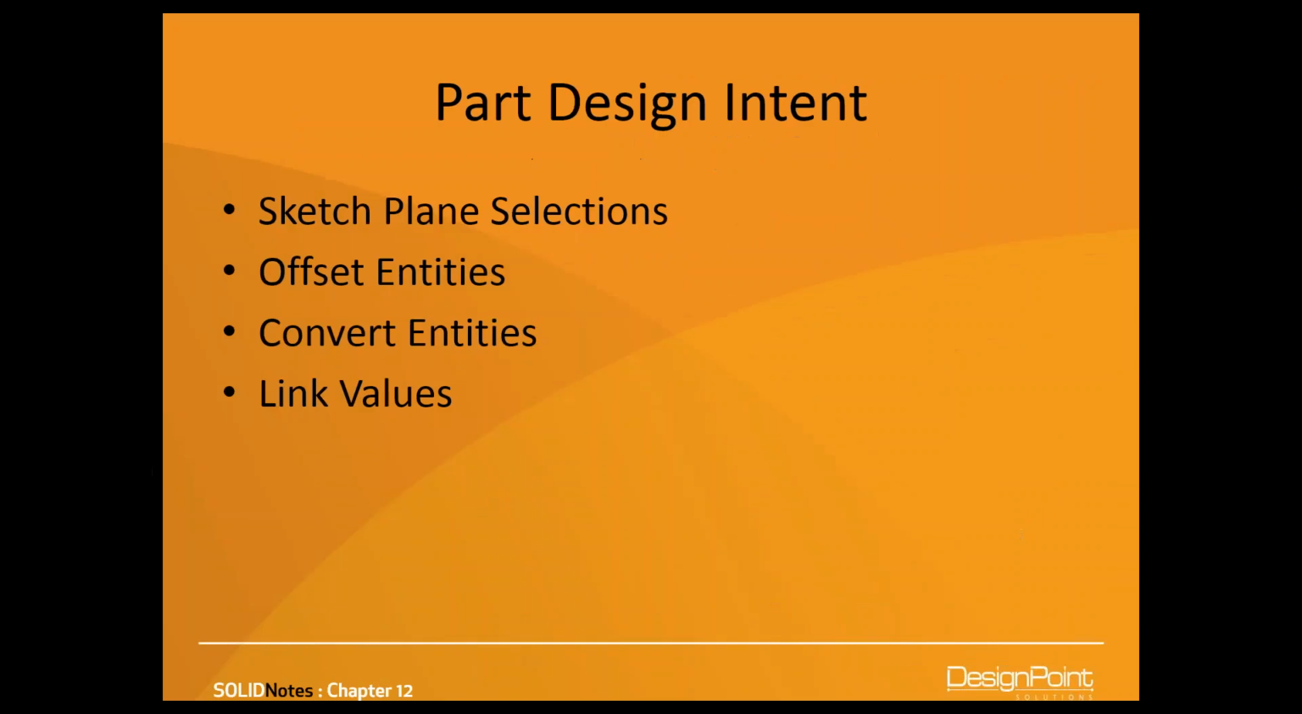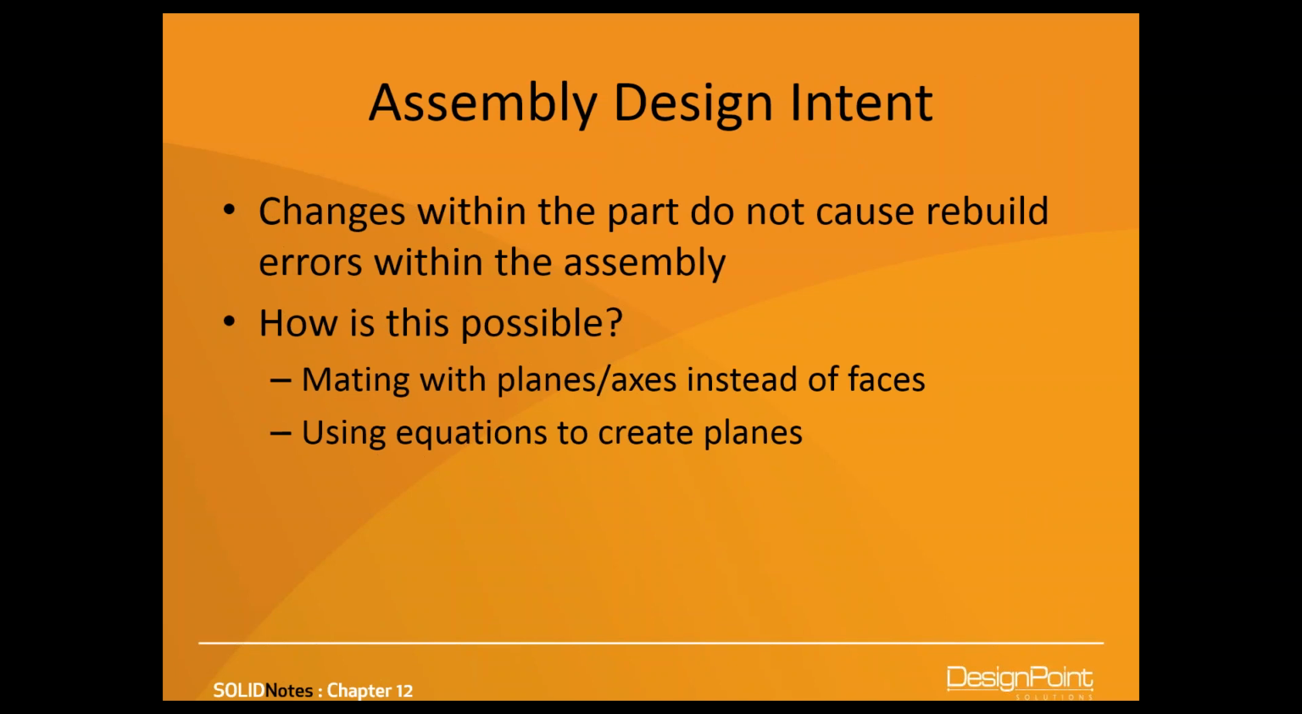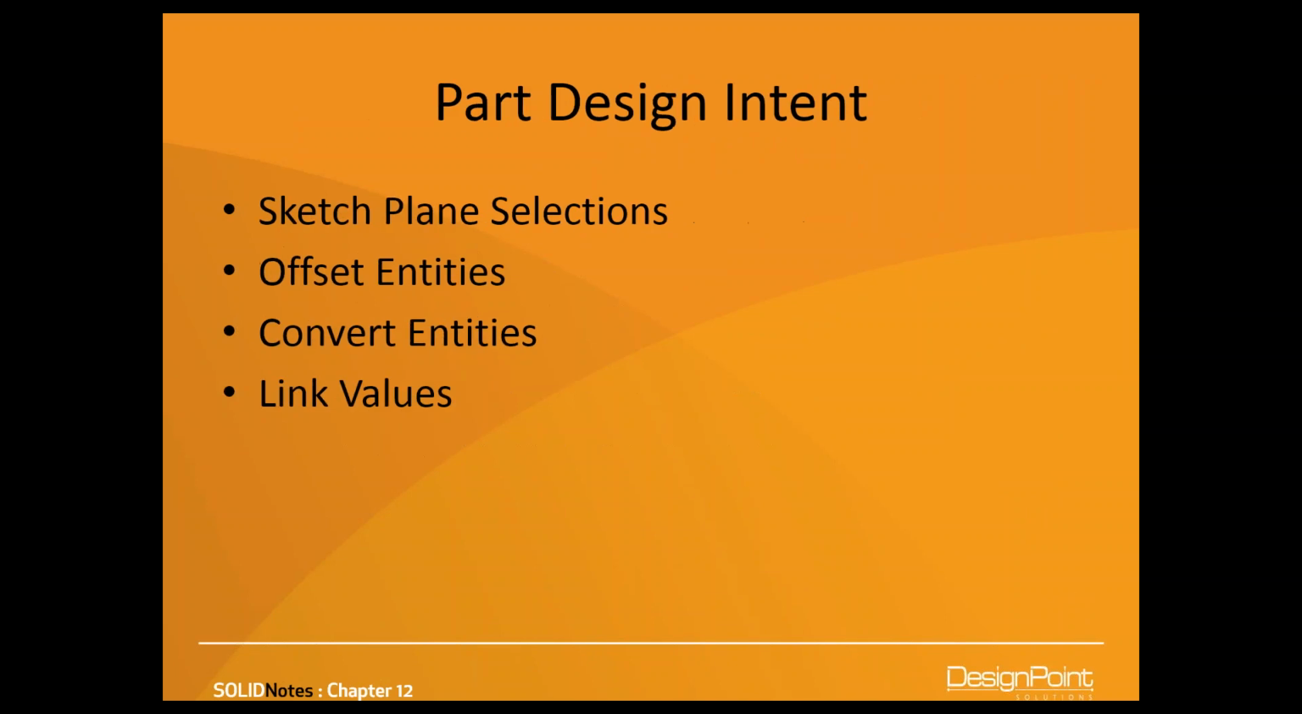So what we actually did use to maintain our design intent was the sketch plane selections, the sketch planes that we chose, those faces, so we make sure that it's all one connected part. We used offset entities to maintain an offset. We used convert entities to maintain that the faces are still good. And then we also used link values to keep the parts together.